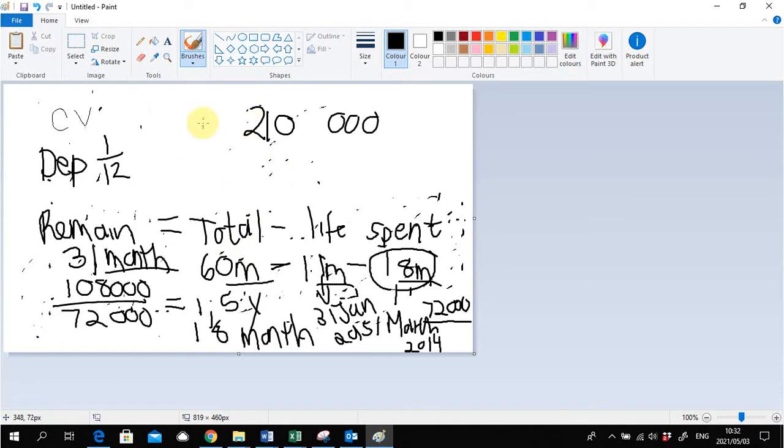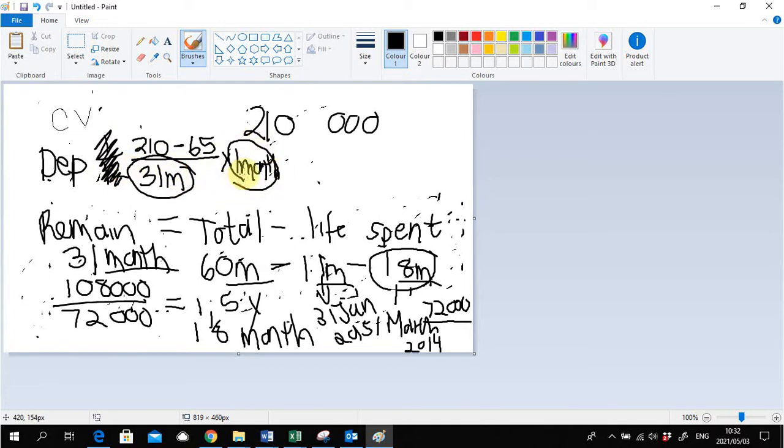So going forward, we are now going to use our impaired carry value, and we're going to say it's 210 minus the residual of 65, and we're going to divide it by the remaining life, which is 31 months, and we're going to times it by 1 month. So please note how I do not say 1 out of 12, all right? I don't say 1 out of 12 because this is months. So if I've divided by months, I need to times by months as well. So if I say 210,000 minus the 65,000, I divide it by 31 months, I times it by 1.